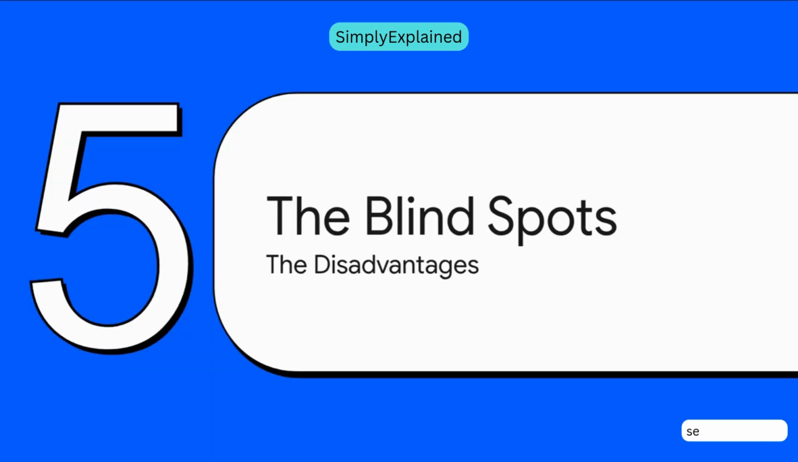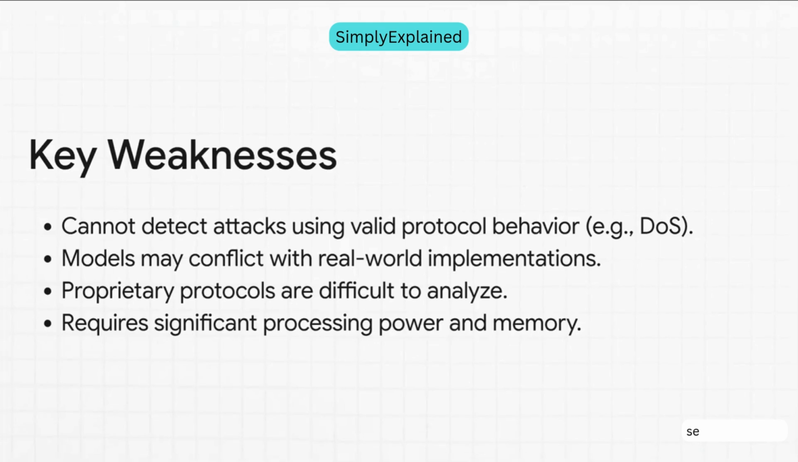But, of course, no security method is a silver bullet. And stateful analysis definitely has some pretty significant blind spots we need to talk about. First off, if an attacker is just using totally valid commands to flat out overwhelm a server, think of a denial of service attack, stateful analysis might miss it completely because no single command is actually breaking the rules. Then there's the problem where the system's perfect model of a protocol doesn't quite match how some vendor actually built it in the real world, and that can lead to a ton of false alarms. Oh, and it has a really tough time with proprietary protocols where the rulebook isn't public.